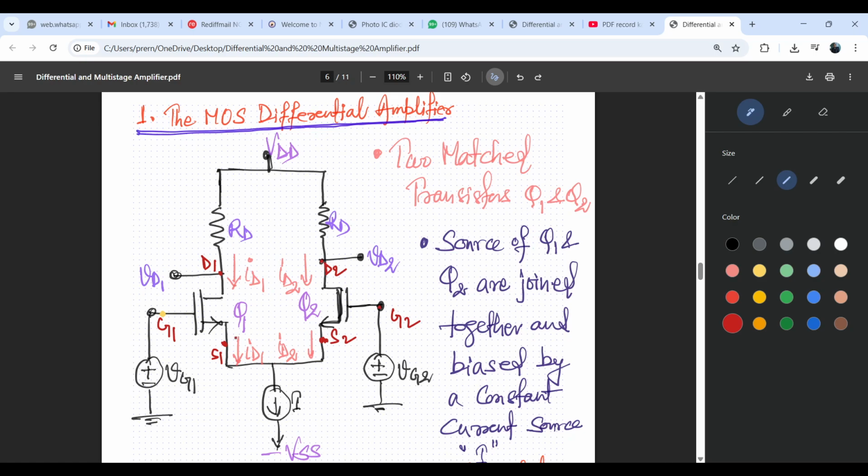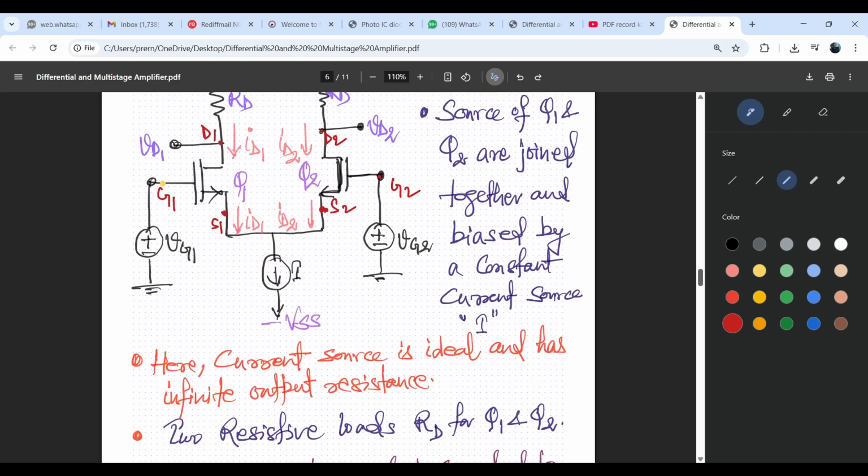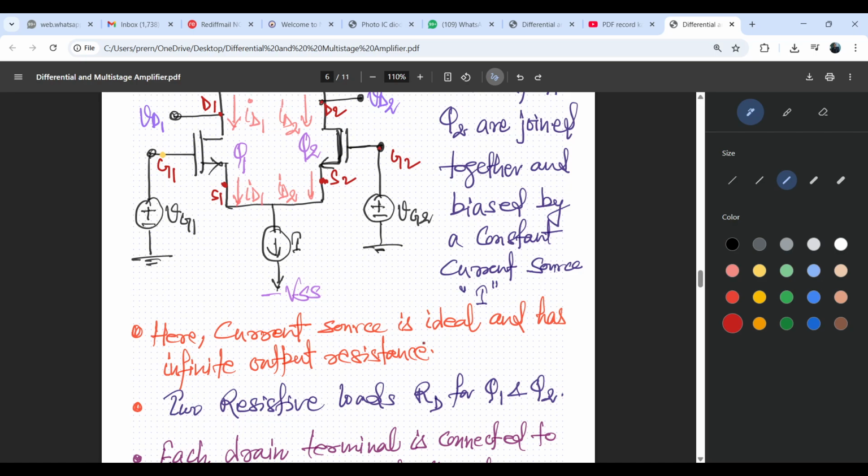The sources of Q1 and Q2 are joined together. The arrow sign always shows the source terminal of the MOSFET. So the sources of Q1 and Q2 are connected together through a constant current source I. Here the current source we have taken is ideal and has infinite output resistance. R naught we have taken as infinity for a perfect current source.